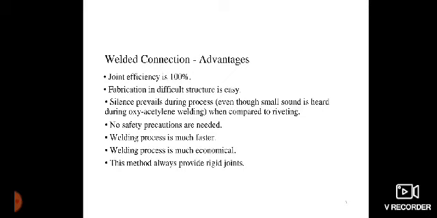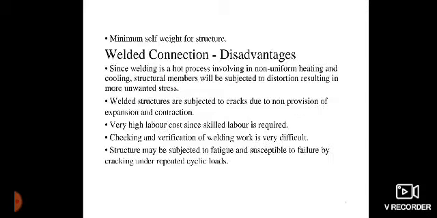So, the welded connection advantages. Joint efficiency is 100%. Fabrication of difficult structures is easy. Silence prevails during the process, although small sounds are heard during oxyacetylene welding, when compared to riveting. No safety precautions are needed. The welding process is much faster and much more economical. This method always provides rigid joints. Minimum self-weight for the structure.